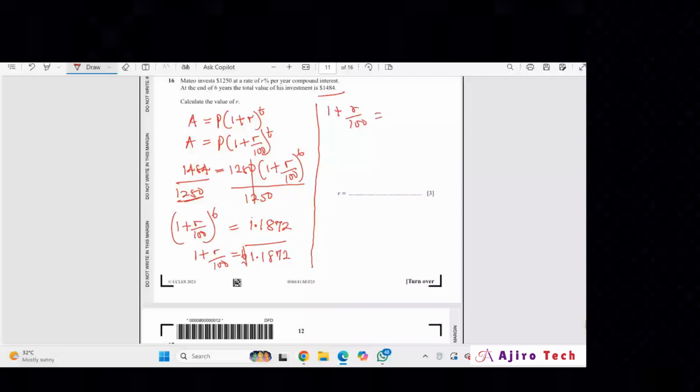the 6th root of that. So when you press the 6th root of 1.1872, it will give us something like this, which is 1.0290. Press 6th root. Why is this? Because this is here. So from here, I have R over 100 is equal to 1.0290 minus 1. So you get something like 0.0290.